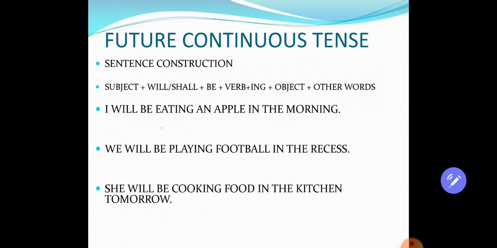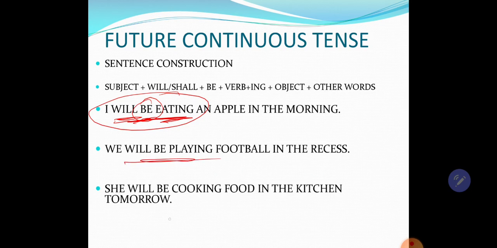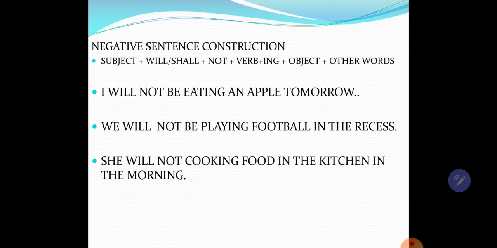Some examples: I will be eating an apple in the morning. So will be eating. Most of the students do forget this construction and they forget this be. Okay, you have to keep in mind. We will be playing football in the recess. She will be cooking food in the kitchen tomorrow. So this is how you make your future continuous tense.